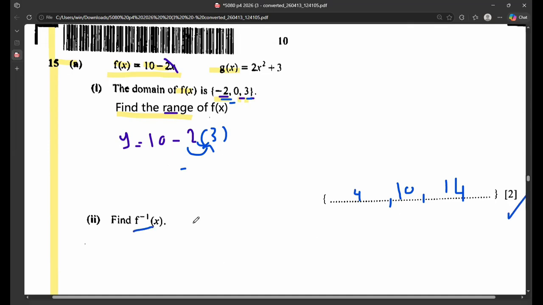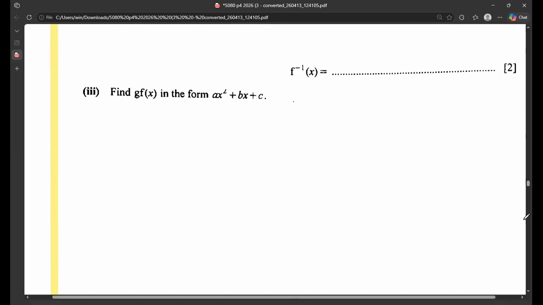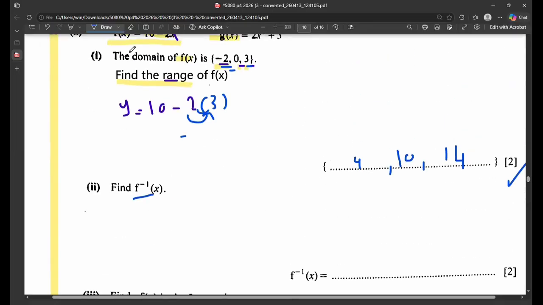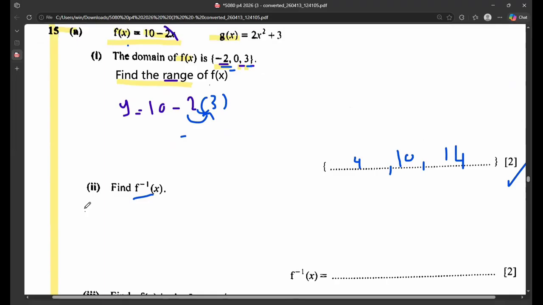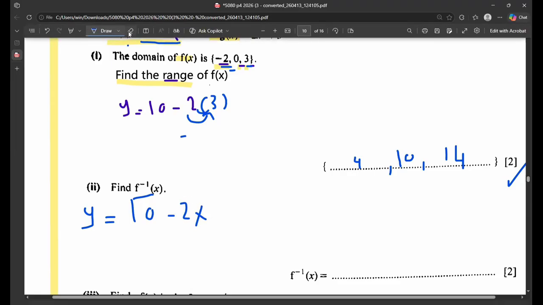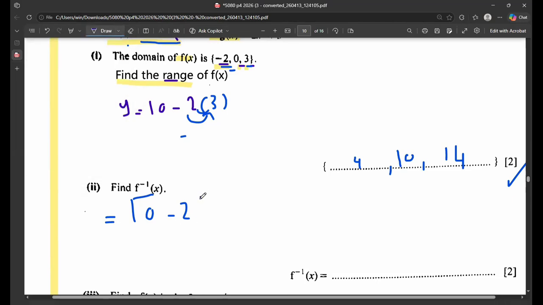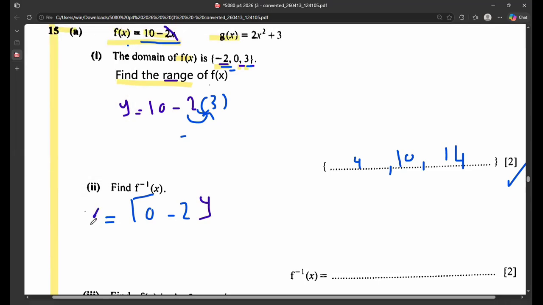Okay, here the inverse function of the f. And that is my favorite question. Easily, we just kick this f of x and write instead of it y. So we say y equal to 10 minus 2x. Then we're going to switch the places of the x and the y. Instead of x here, we are going to write y, and instead of y, we're going to write x.